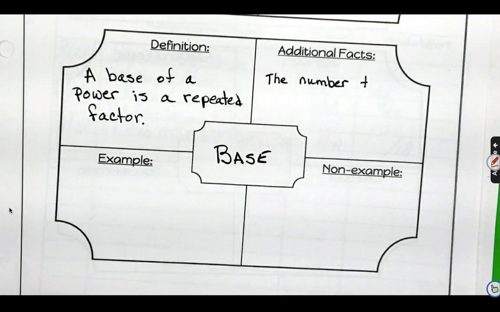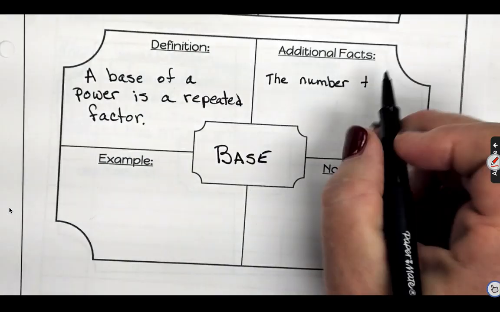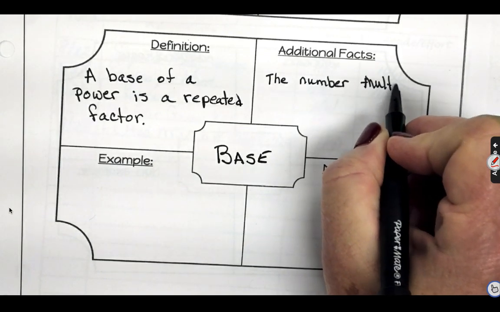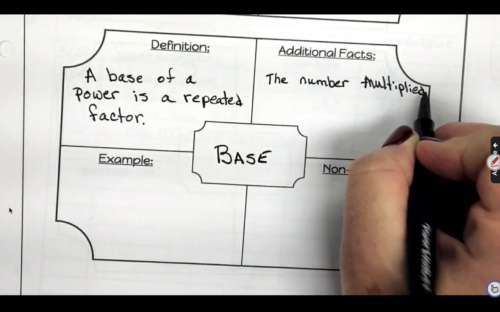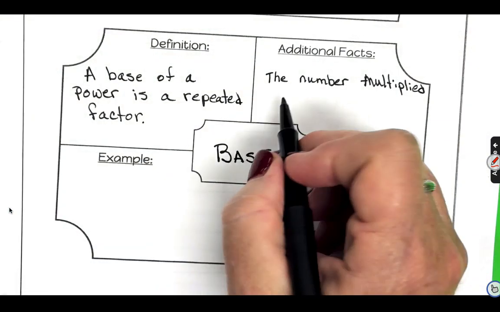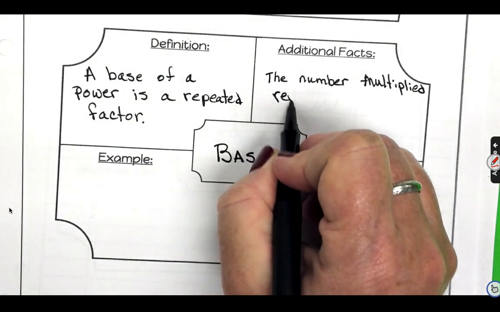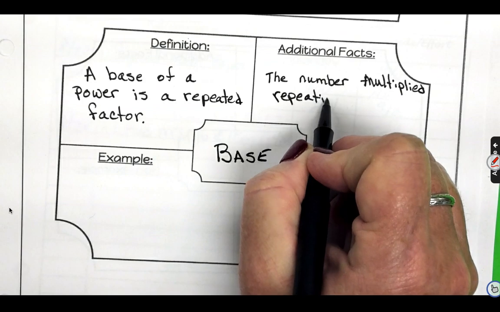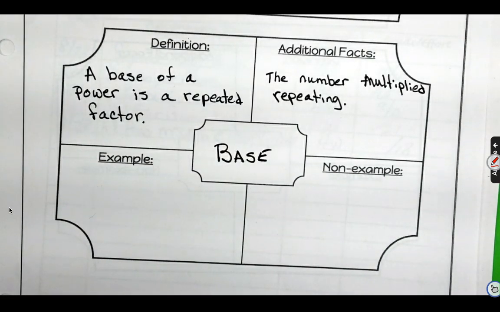The number that we multiply again and again. What could I say? The number multiplied by itself lots of times. Well, it could be lots of times. The number multiplied repeating. That way we know it's more than once or twice maybe. Does that make more sense? A factor is that number.